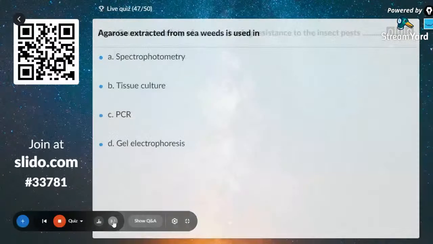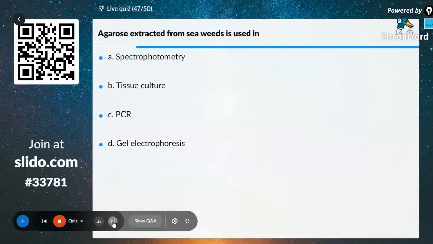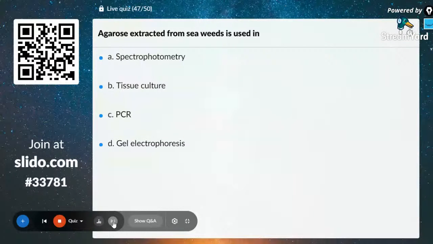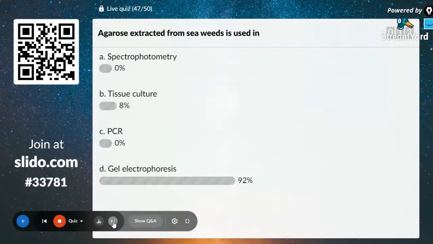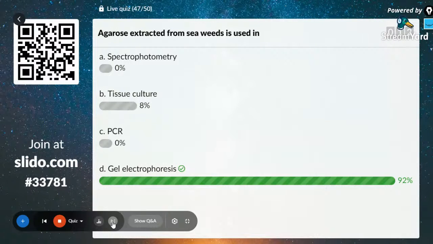Agarose extracted from seaweeds is used in spectrophotometry, tissue culture, PCR, polymerase chain reaction, gel electrophoresis. It is not tissue culture, it is gel electrophoresis. Next question on the screen.